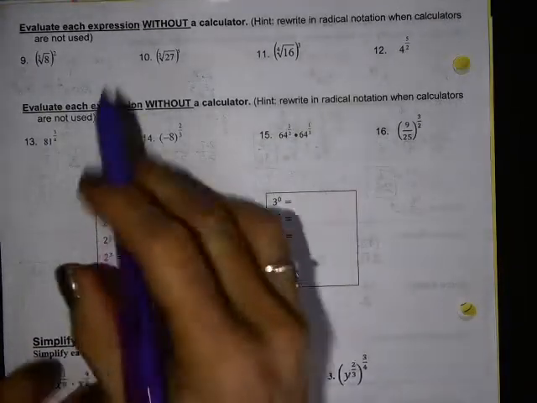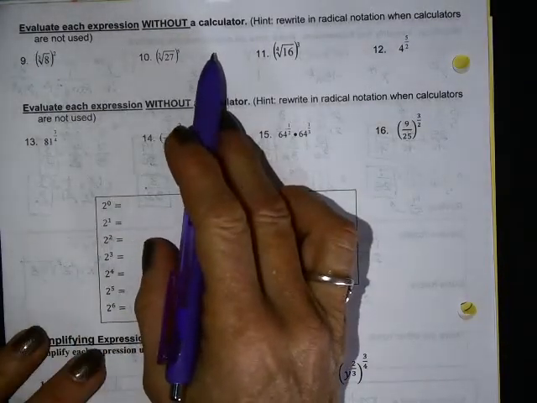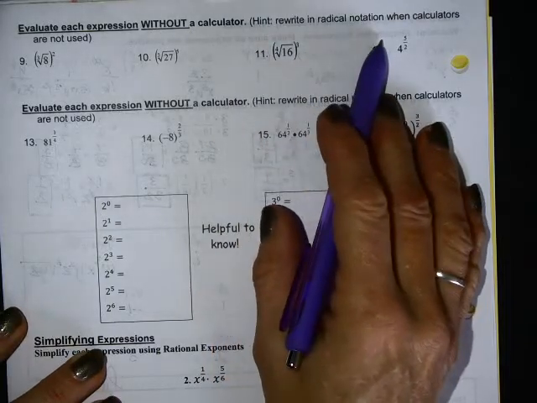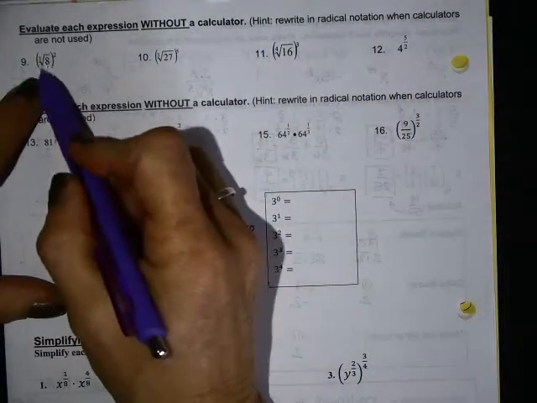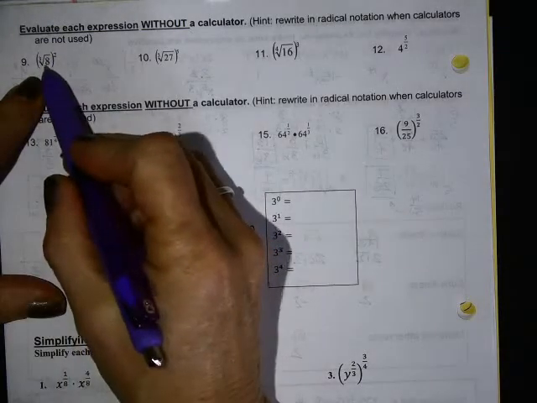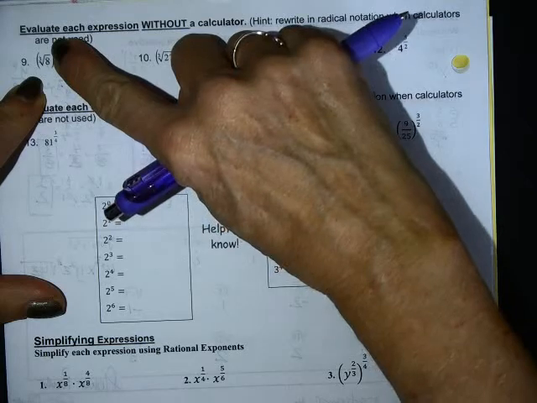All right, we're going to evaluate without a calculator. Okay, so the clue, which I gave it to you here, is to rewrite in radical notation. Okay, see, this is in radical notation already. We're good. We don't have to do anything there. So let's look inside the parentheses first.